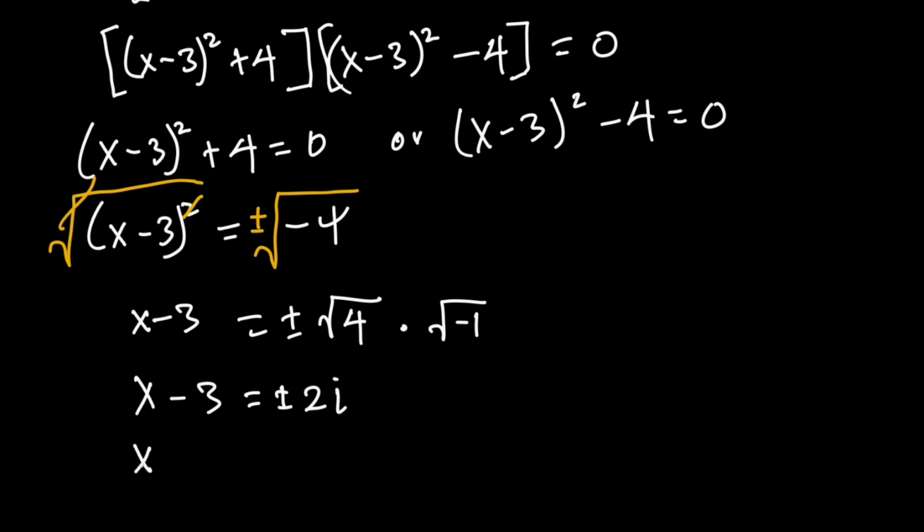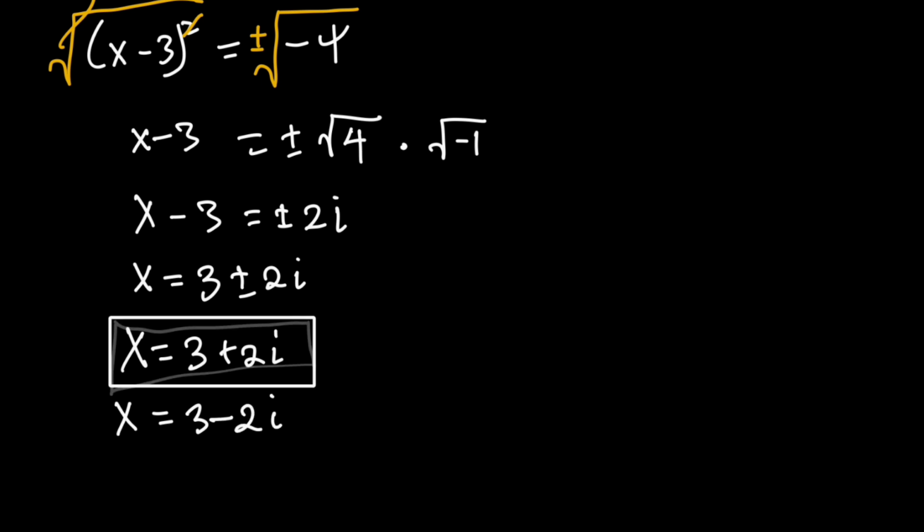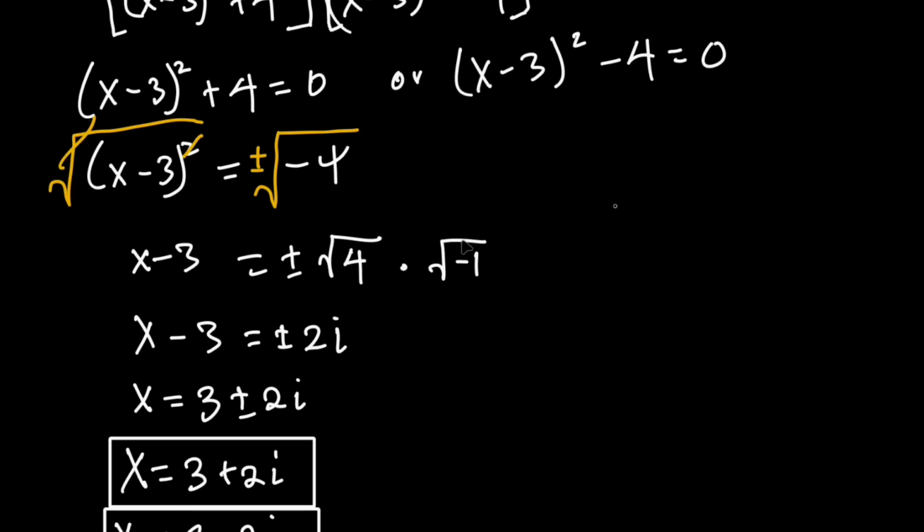Then we add 3 on both sides, so that we have x = 3 plus or minus 2i. What does that mean? It means that we have two possible solutions to this first equation: x = 3 + 2i, that is one case, and the other value is x = 3 - 2i. So two different solutions for the first equation. Then we move on to the other equation.